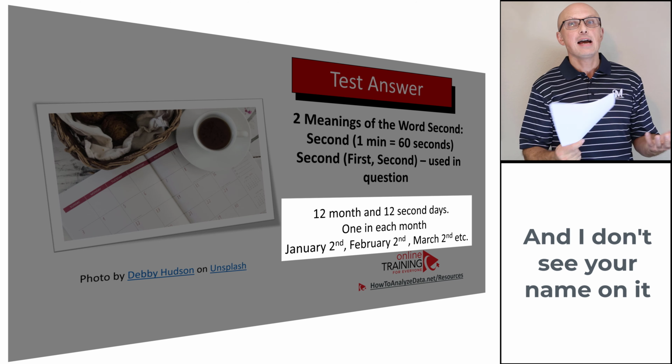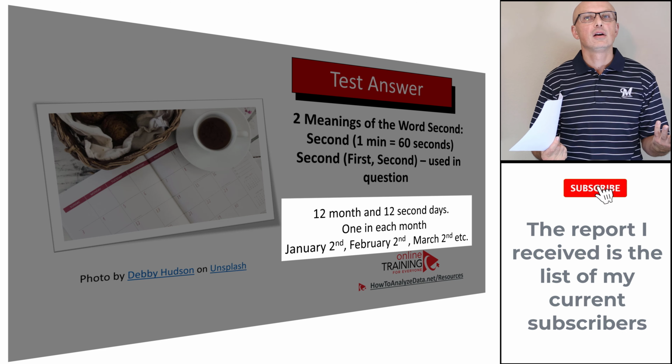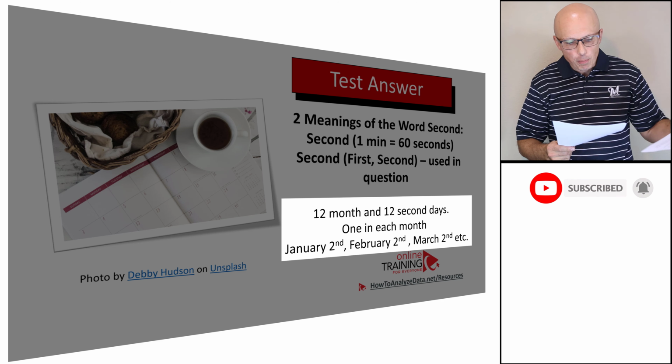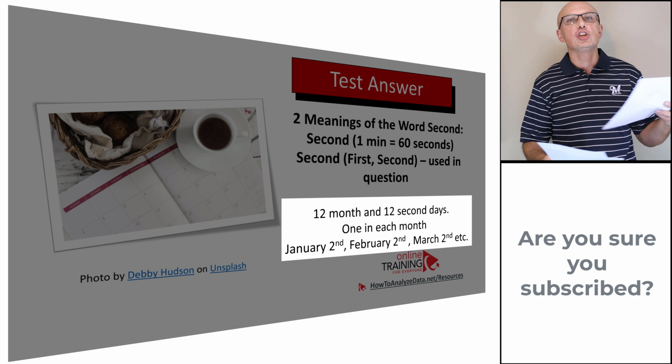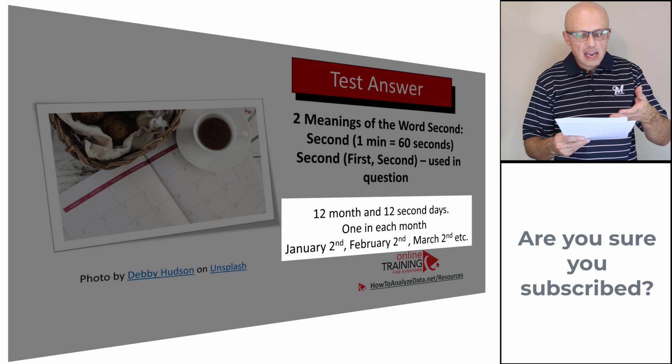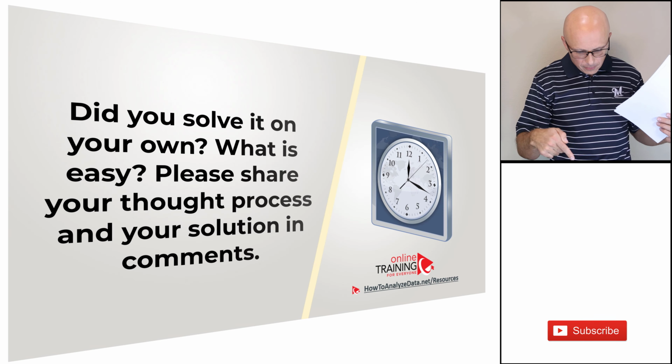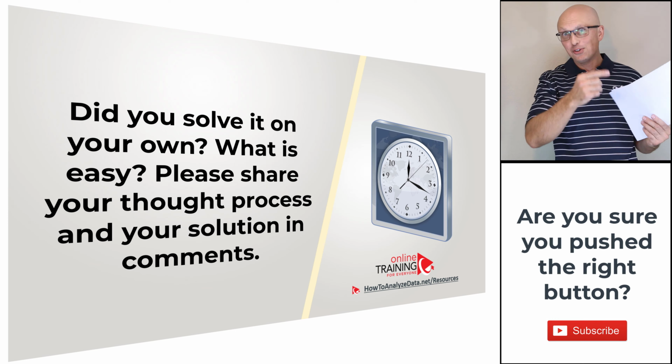So if we go back to the question, in the year there are 12 months, and there are 12 second days. 1 second day in each month. January 2nd, February 2nd, March 2nd, and etc. Hopefully you've nailed this question, it gave you some laugh, and you now know how to answer similar problems on the test.